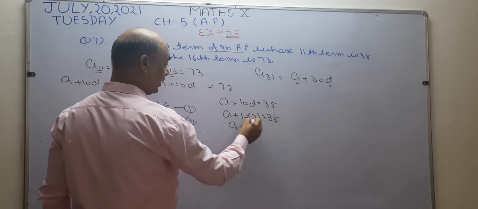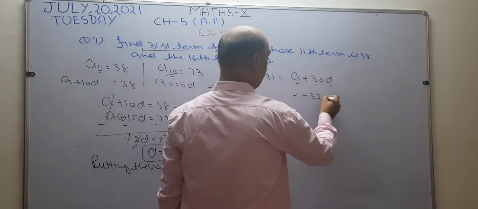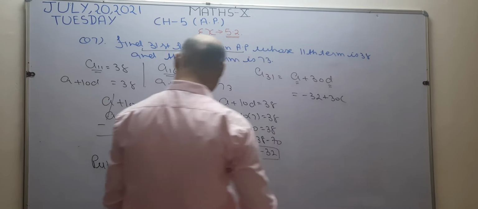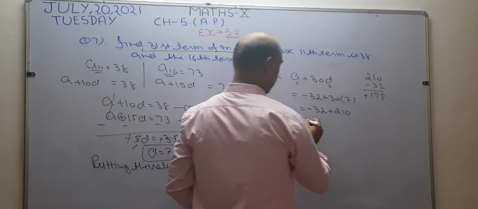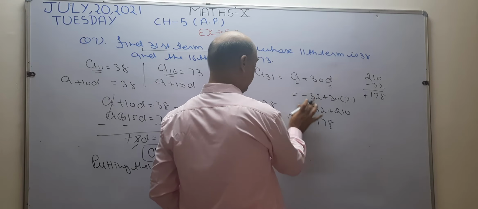Now you have to substitute these two values in the required term. The value of A is minus 32, so right here minus 32 plus 30 times the value of D, which is 7. So you have to write here minus 32 plus 210. Now I want to subtract 32 from 210. 10 minus 2 is 8, 0 is left, 10 minus 3 is 7. So this is going to be plus 178. So this is the answer. The 31st term of the given AP is 178. This is the answer of this question. I hope it is clear.